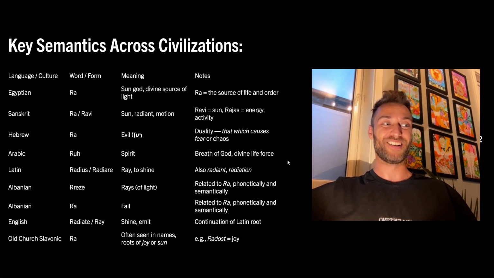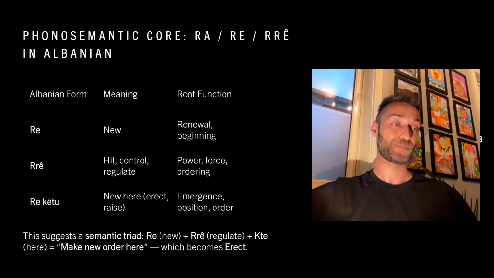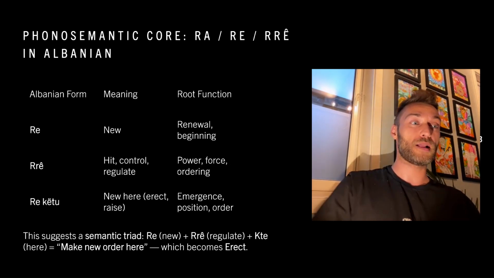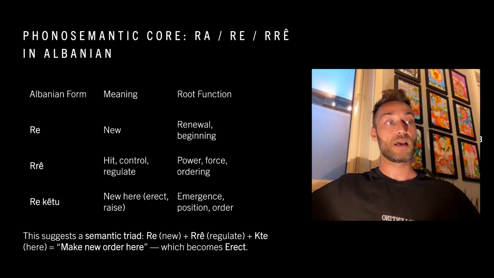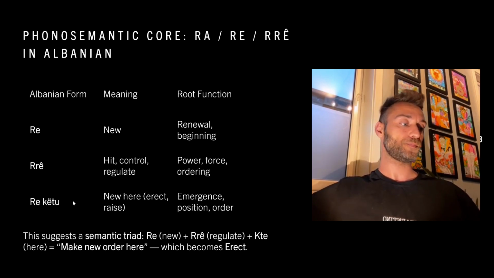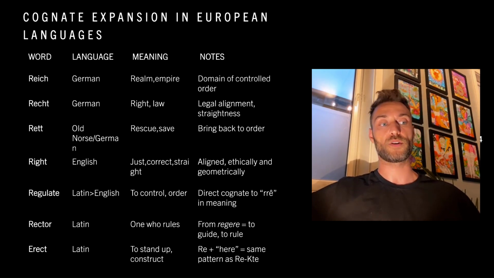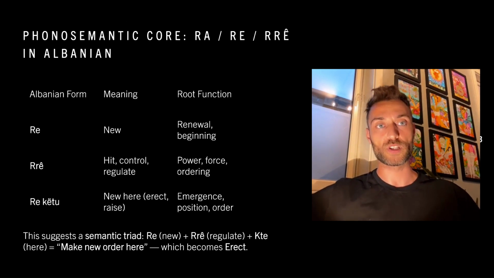And we will come to see also how this journey further develops, because it is super interesting. Now I'm just going to go a bit further into showing you more slides and more details. Ra, re, which is where we get the erect, right? Erect, erecta, recta. So that is what this means. And we have more: reich, recht, ret, right, regulate, rector, erect, all of which come from these monosyllables.